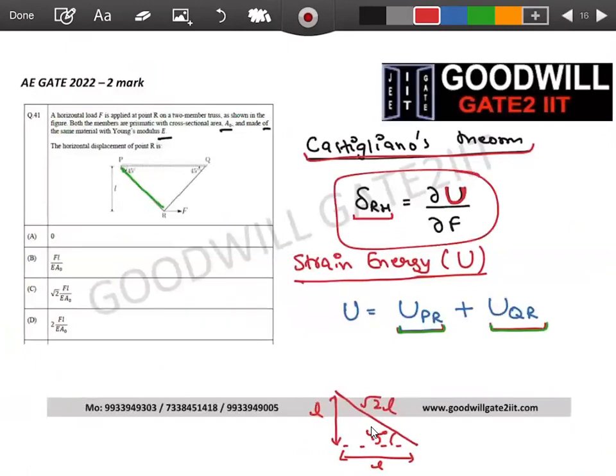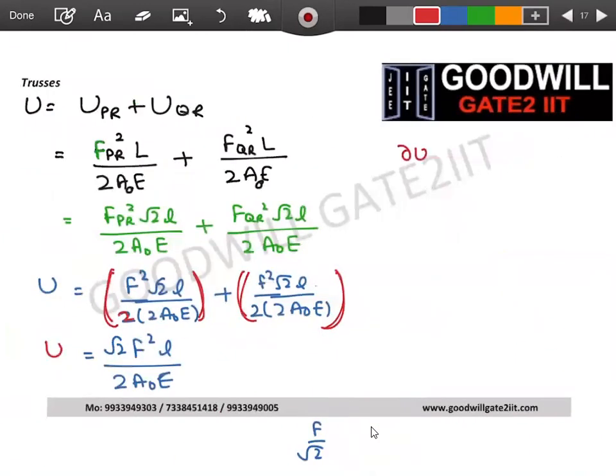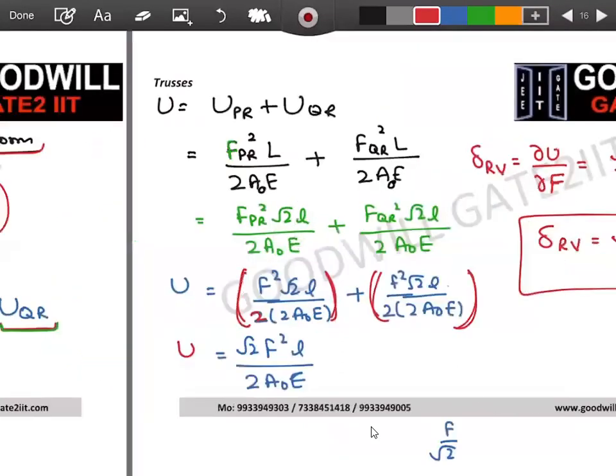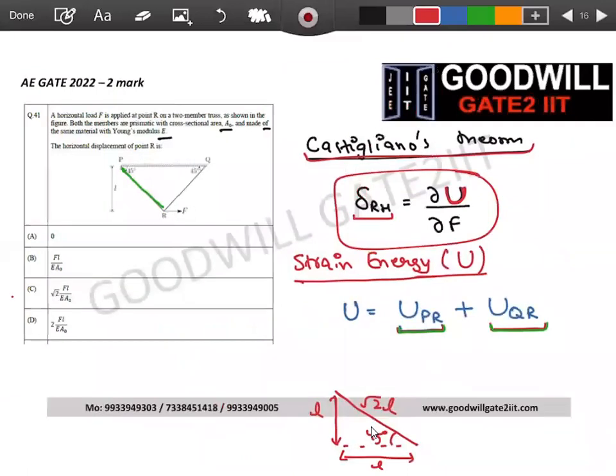Differentiate your strain energy with respect to the load in that direction. When you do, you will get the corresponding deflection in that direction. So if you differentiate this, it becomes root 2, the derivative of F squared is 2F, into L divided by 2 into A naught E. This 2 and this 2 got cancelled out. So the deflection of R is nothing but root 2 times F into L divided by A naught E. We got the expression, which is actually one of the options. If you can clearly see, option C is root 2 F into L divided by A naught E.